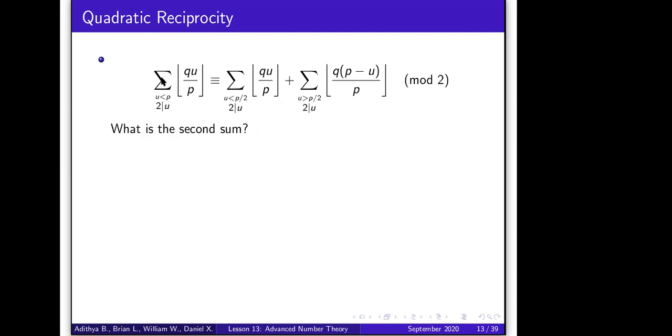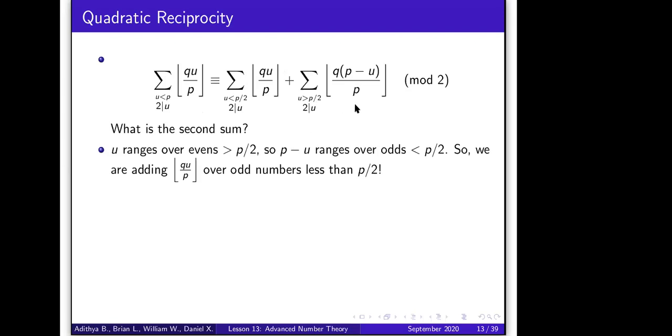What we're going to do is split our sum based on whether U is less than P over 2 or greater than P over 2. If it's less than P over 2, we keep Q times U. And if it's greater than P over 2, we change it to P minus U. And this is fine since, as we just proved, these two sums are the same mod 2. And what's the second sum? Well, as I just said, U is greater than P over 2, and 2 divides U, which means that P minus U is less than P over 2 and is not divisible by 2.